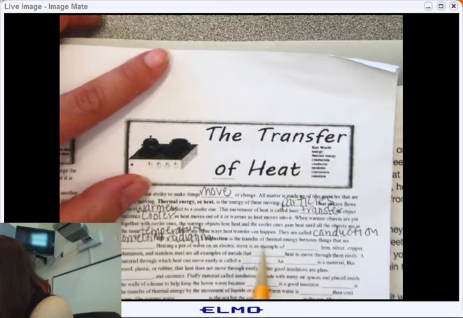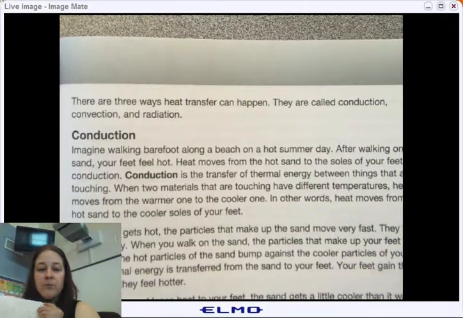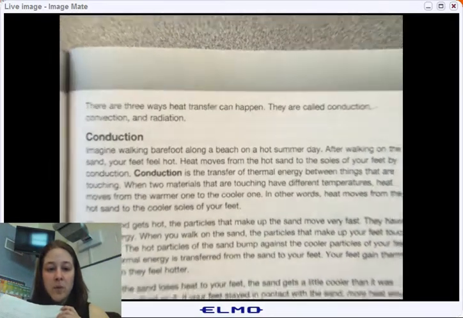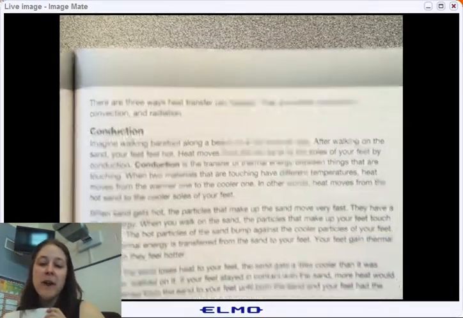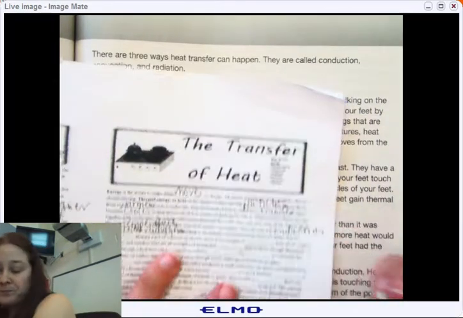Conduction is the transfer of thermal energy between things that are blank. So, what is conduction? It's the transfer of thermal energy between things that are, look at that definition, touching.